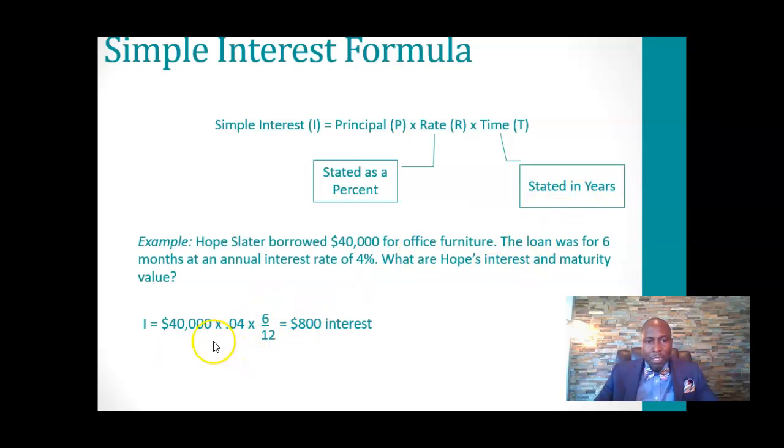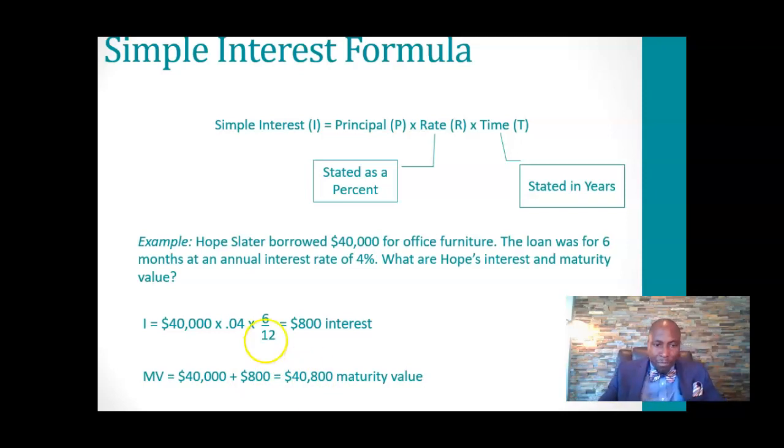So the interest on this loan, 40,000 times 0.04 times 6/12, would give you interest of $800. At maturity, you must pay the 40,000 borrowed plus the $800 in interest. The maturity value would be $40,800. Now, if you want, to make it easier, you can reduce the time factor of 6/12 to its lowest form, which would be 1/2.